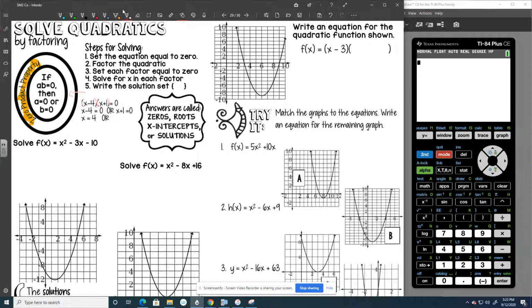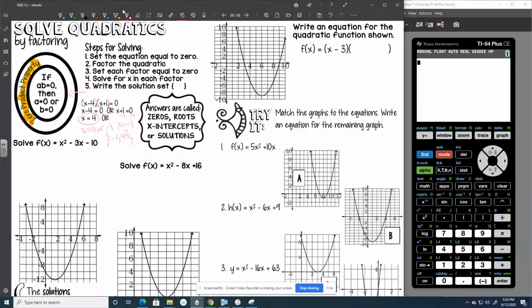So to make x minus 4 equal to 0, when I add 4 to both sides, I get x is equal to 4. To get x plus 1 to equal 0, I subtract 1 from both sides, and I end up with x equals negative 1. So I have two answers, x is equal to 4 or negative 1. And we can write that in our solution set or that form that we talked about last time, okay?